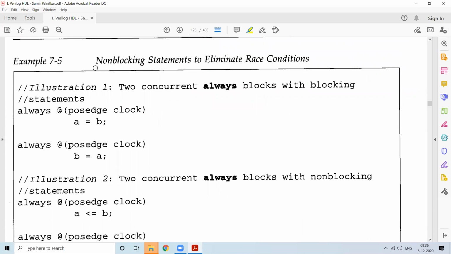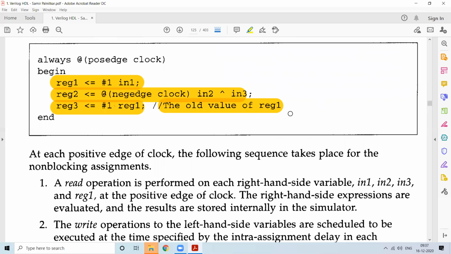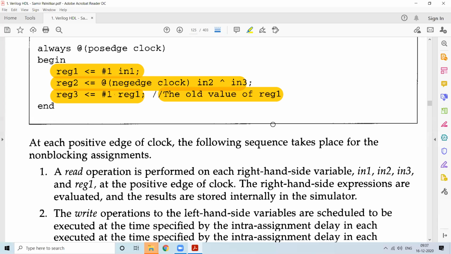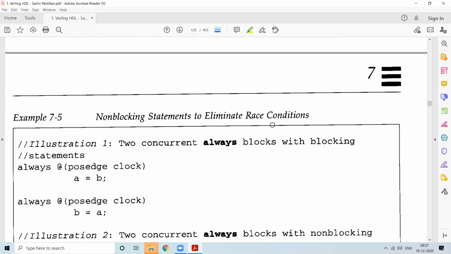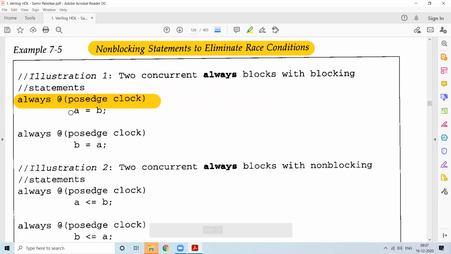So for example, I think they have given an example over here. We can see that there is a race around condition specified, which explains what the statement actually does. Okay. So here you can see that we have an always block at positive edge, and this is a blocking assignment. A is assigned with the value of B, and this is also an always block. B is assigned with the value of A.